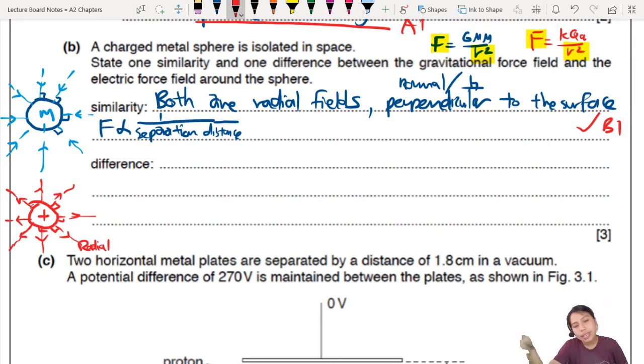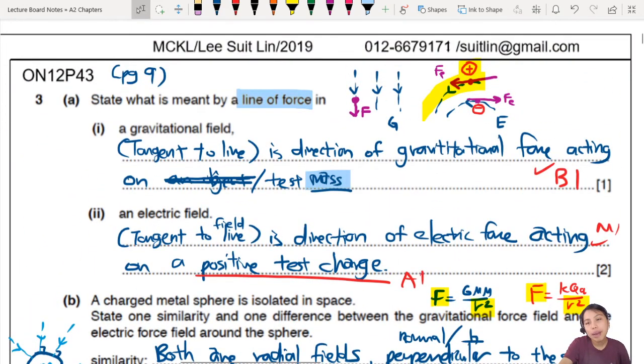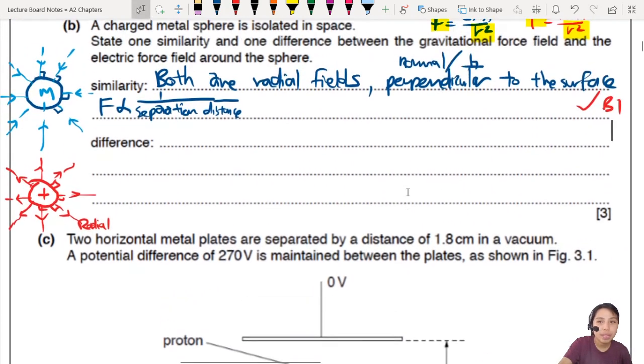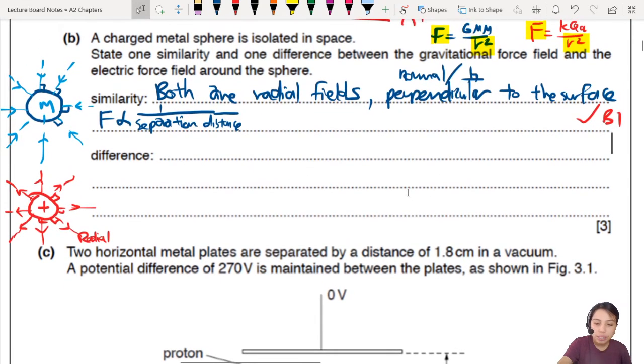Now differences. Okay, same pattern, everything same, but what is different? Just now we said already, the force depends on the charge. Sometimes it follows the E field, sometimes it doesn't. So how do we write that out? The first thing we can say is that the direction of the gravitational force is always towards the sphere. So if I have an object here, a tiny mass, it will always point towards the sphere, like this. But if I have a particle here in the electric field, it really depends. If it's positive, it will go away. If it's negative, it will go towards. Can be attraction, can be repulsion, it depends. So that is the main difference between these two.